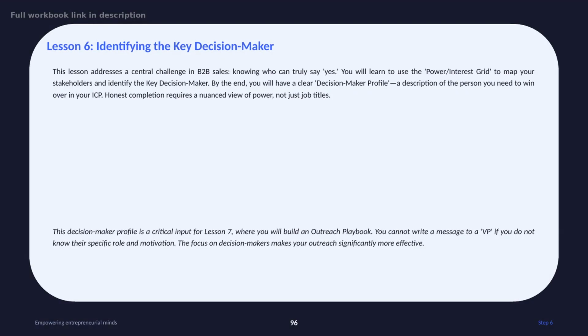This lesson tackles a central B2B question: who can actually say yes? You'll use the power/interest grid to map your stakeholders and identify your key decision maker. An honest completion here means taking a genuinely nuanced view of power, not just defaulting to job titles. By the end, the output for this lesson is your decision maker profile, a written description of the specific person you need to win over.